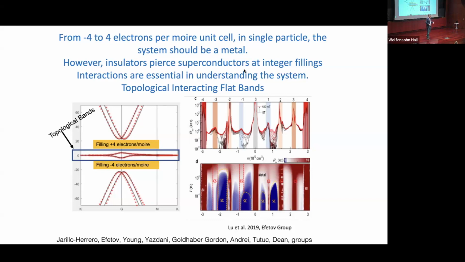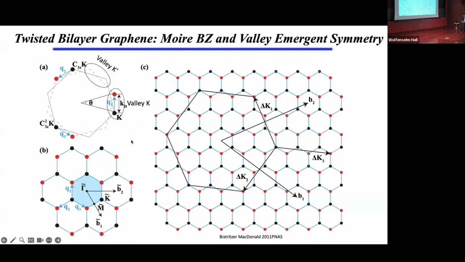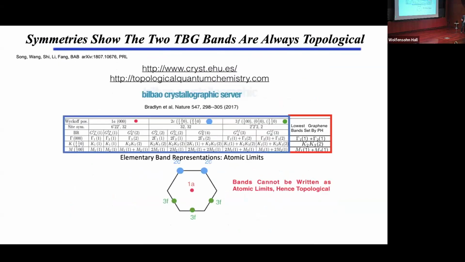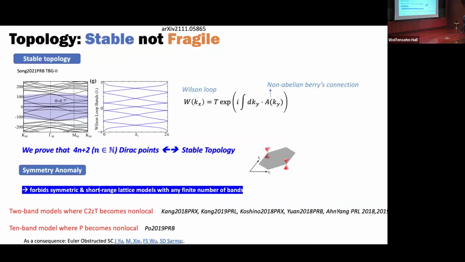I basically make an Euler class, which is C2Z times T is the one that protects this topology. It's a kind of very, very nice type of topology, I think. Well, I don't know if it's very nice. That's in the eye of the beholder. I find it very nice. Yes.